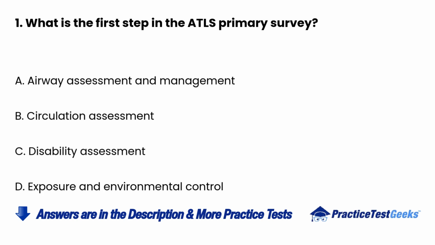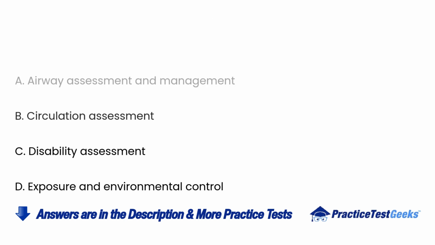1. What is the first step in the ATLS primary survey? A. Airway assessment and management. B. Circulation assessment. C. Disability assessment. D. Exposure and environmental control.